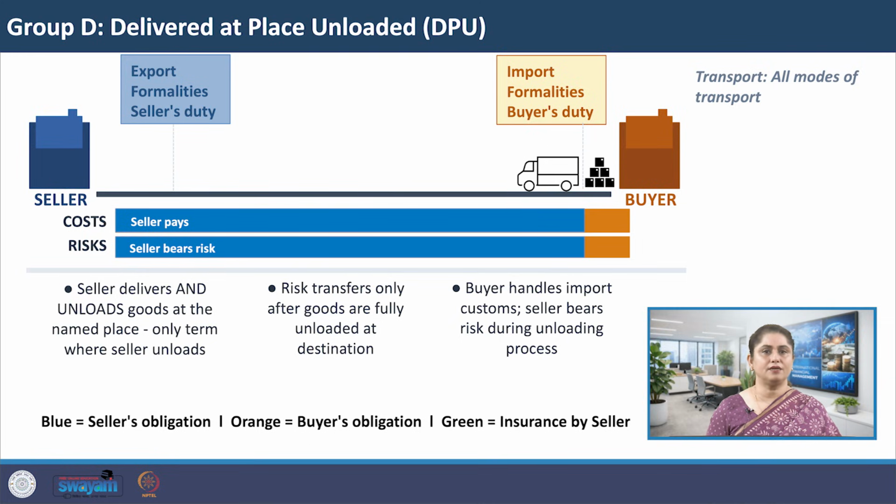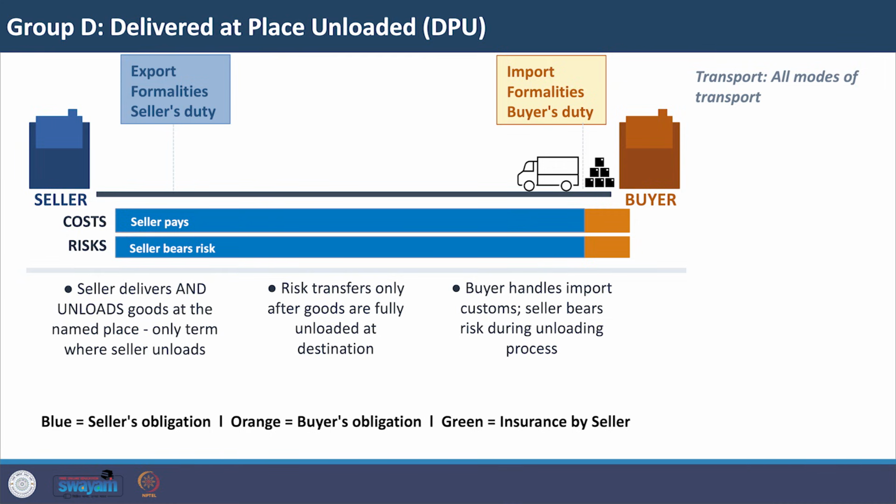Now, next is delivered at place unloaded. In Incoterms 2010, this term was called delivered at terminal. In 2020, it was renamed DPU and expanded. It can now be any named place, not just a terminal. Here the diagram is nearly identical to DAP, but the difference is that the seller now retains risk not just until the arrival, but until the goods are actually unloaded. So till here, that is the unloaded part.